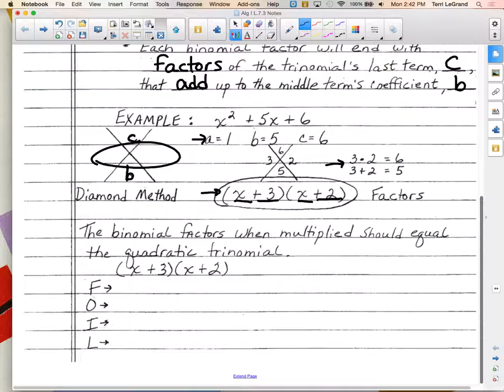When it's a positive 3, we'll have plus 3. It's a positive 2, so it'll say plus 2. If it was a negative 3, it'd say minus 3. If it was a negative 2, it'd say minus 2.